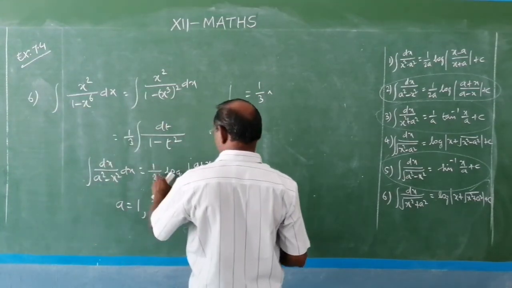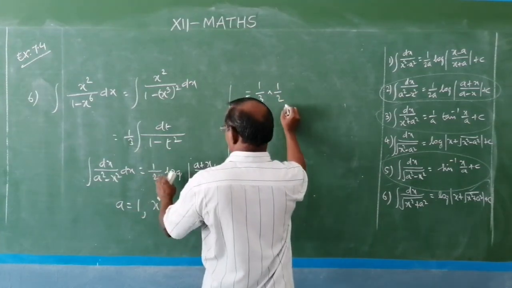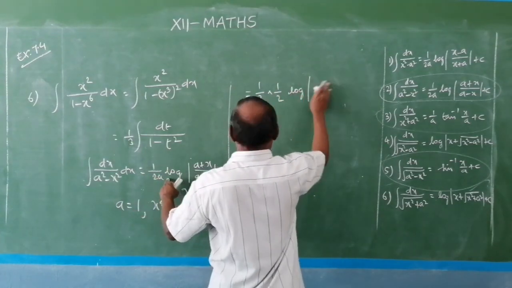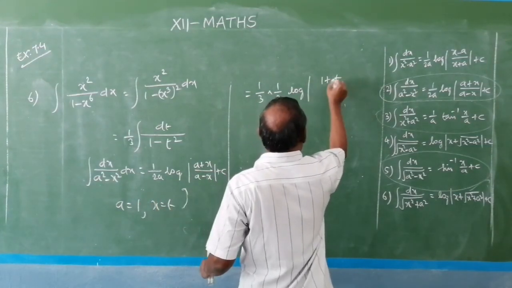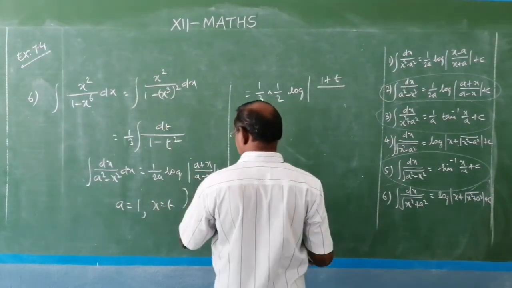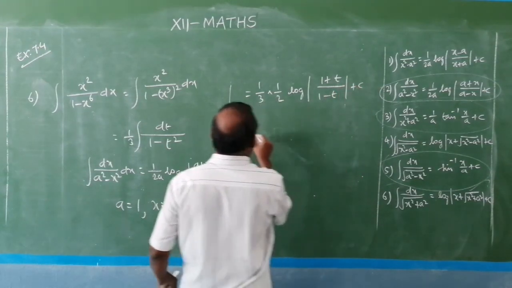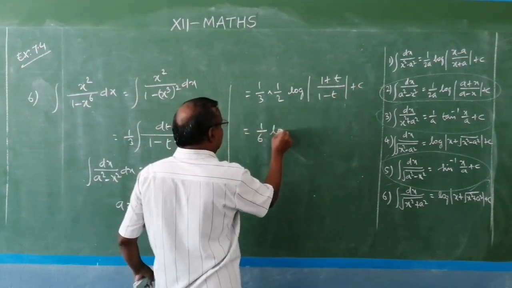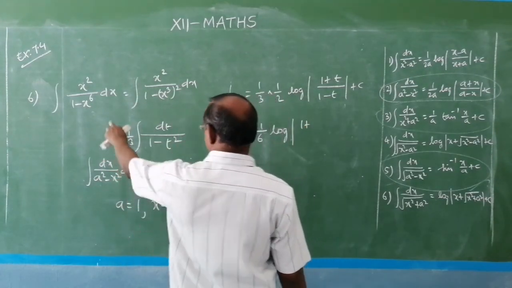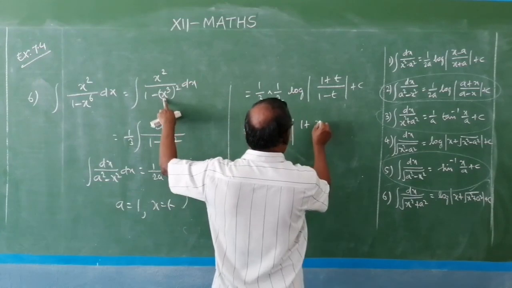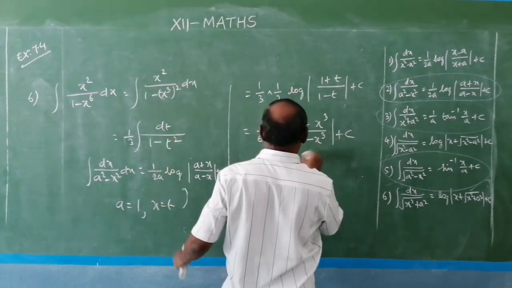Already we have 1 by 3, 1 by 2a means 1 by 2, and into log of modulus of a plus x, that is 1 plus t, divided by a minus x, that is 1 minus t, plus c. This is equal to 1 by 6 log of modulus of 1 plus t divided by 1 minus t. T equals x cube. So 1 plus x cube divided by 1 minus x cube plus c.